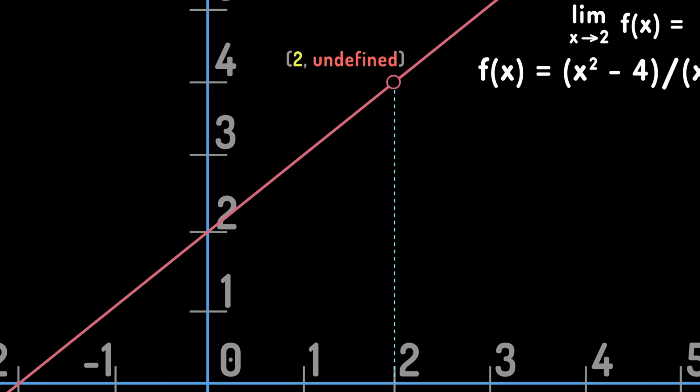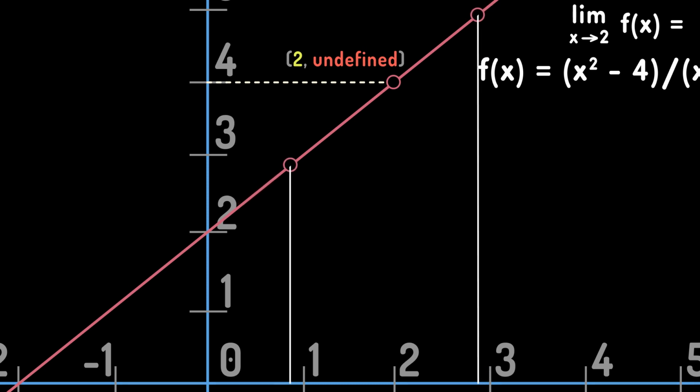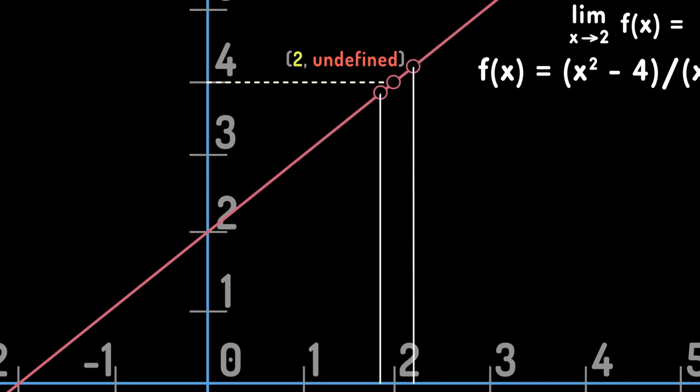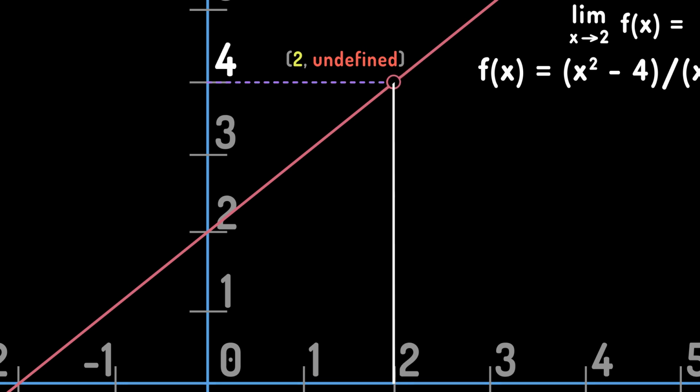Now, even though our function is undefined at x equals 2, the limit will still exist. As we approach x equals 2 from the left and from the right, the y value appears to be approaching 4. So that will be our limit. It's important to note that a function doesn't have to be defined for the limit to exist.